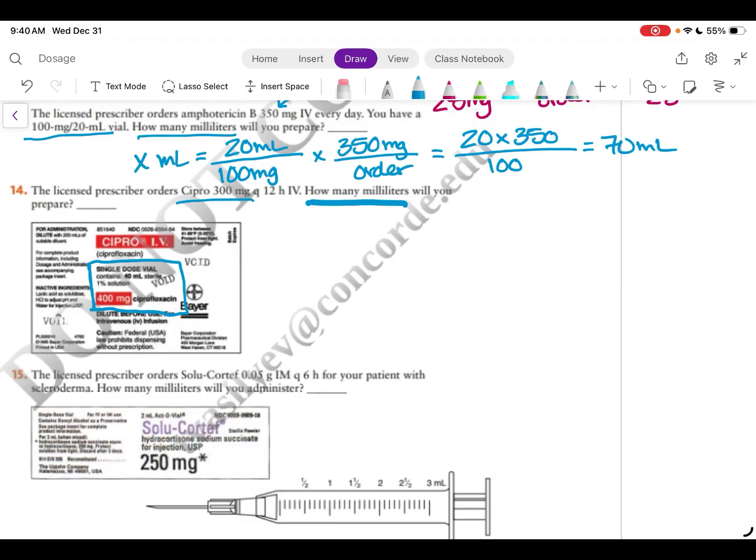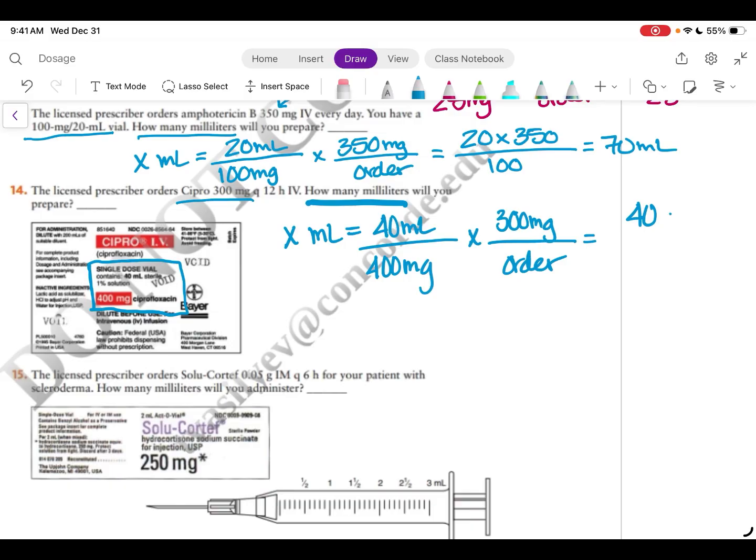That's how this label reads. So we have X mL, and we're going to write 40 milliliters is 400, right? And then 300 is our order. So 40 times 300, and then divide by 400. I get 30 milliliters as my answer.